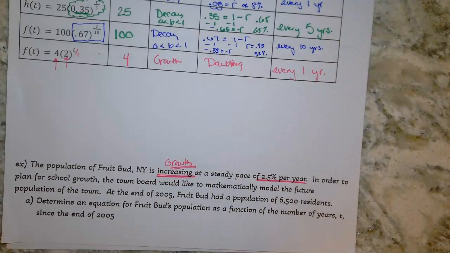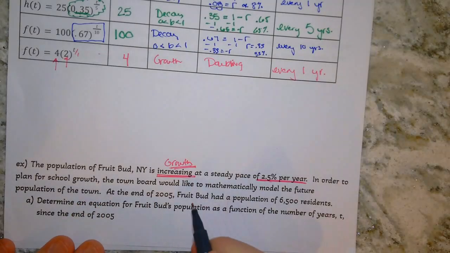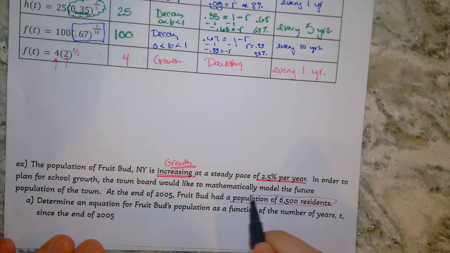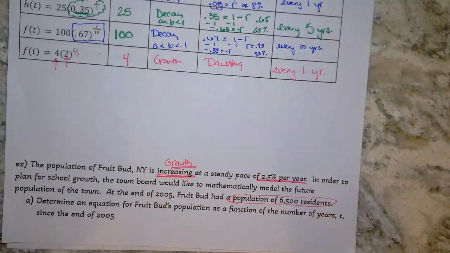2.5% per year. In order to plan for school growth, the town board would like to mathematically model the future population of the town. At the end of 2005, the Fruit Bud had a population of 6,500 residents. Okay, I think this goes on to your next page. I have to grab mine here.